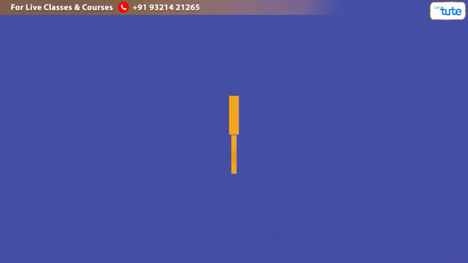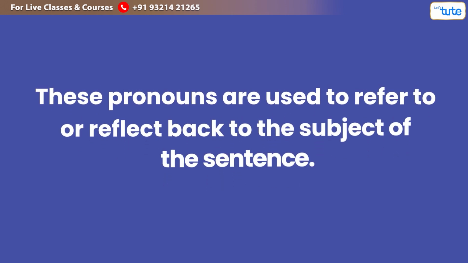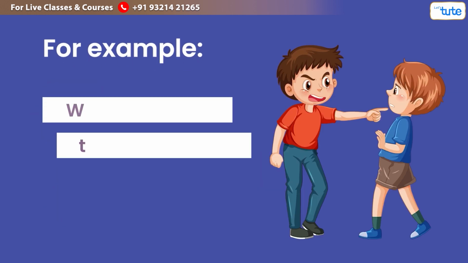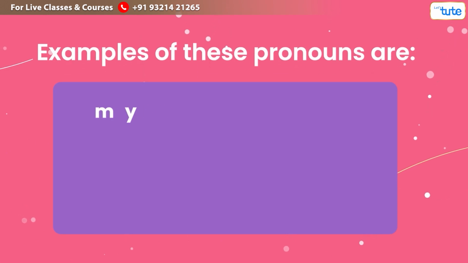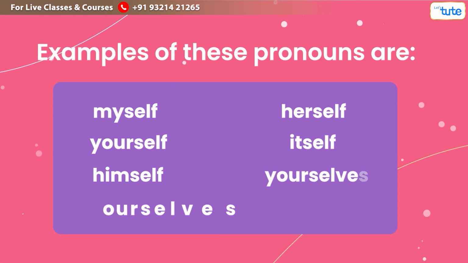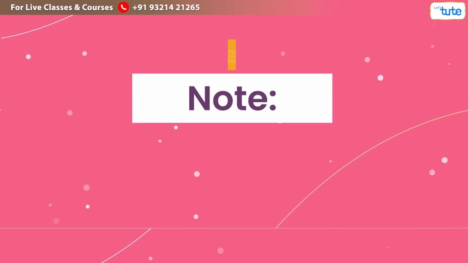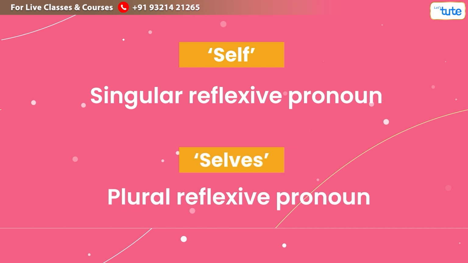Now let's have a look at reflexive pronouns or intensive pronouns. These pronouns are used to refer or reflect back to the subject of the sentence. For example, count yourself lucky. What does Alok think of himself? Examples of these pronouns are myself, yourself, himself, herself, itself, yourselves, ourselves, themselves. Here to be noted, self is a singular reflexive pronoun and selves is a plural reflexive pronoun.